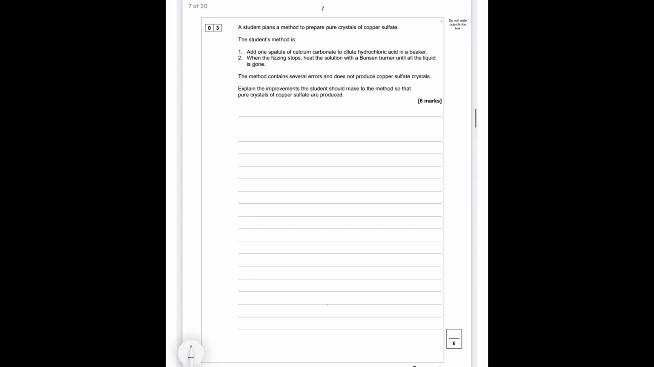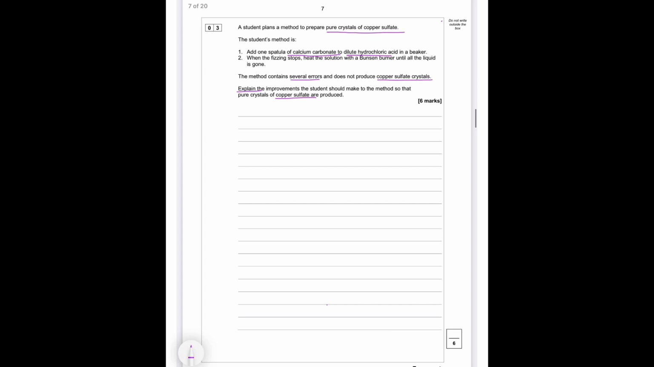In this next question, a student plans a method to prepare pure crystals of copper sulfate. So that's what we need to end up with. The student's method is we're adding 1 spatula of calcium carbonate to dilute hydrochloric acid in a beaker, and when the fizzing stops, we're heating the solution with a Bunsen burner until the liquid is gone. So we're told that the method contains several errors and does not produce copper sulfate crystals. And we've got to explain improvements that we could make to make sure that we are producing copper sulfate crystals at the end.